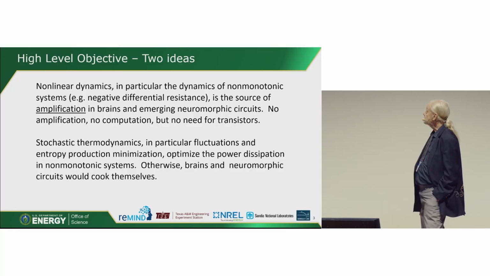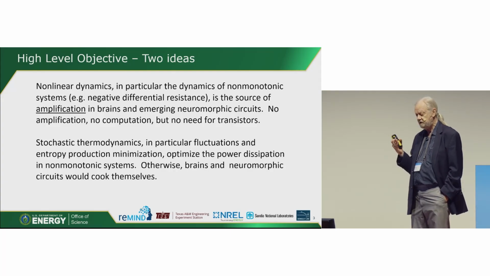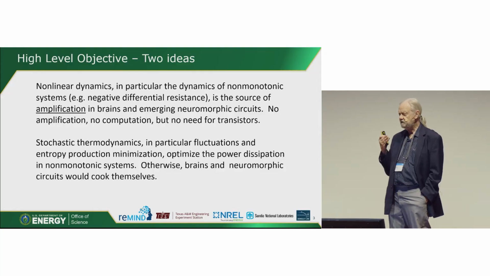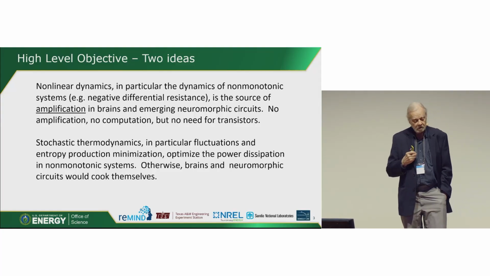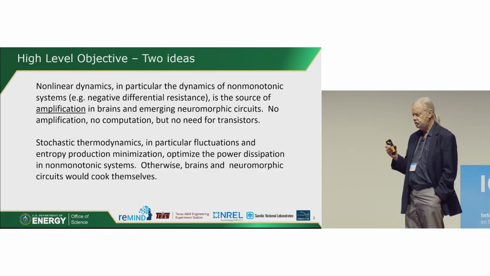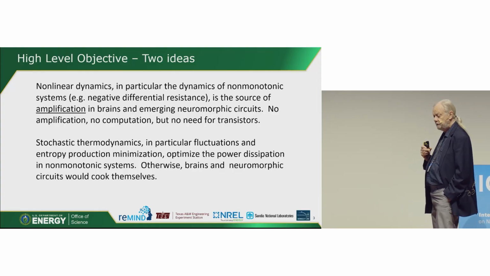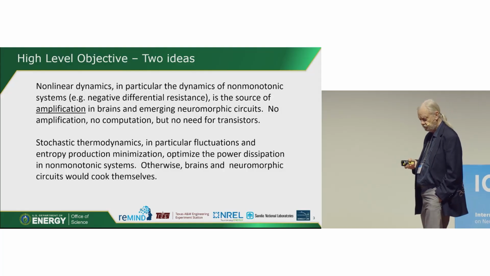So here's the deal. Rainer wanted me to have a high-level objective. So I want to try to get across just two ideas, and only two. If I succeed in doing that, I think I will have done what I really wanted to do. It turns out that there's this area called nonlinear dynamics. This is the area that Leon Chua really has developed over the past 50 years. In particular, I'll call it the dynamics of non-monotonic systems. In other words, systems where you have an excitation and the response has a peak and then starts decreasing after some time. An example of this is negative differential resistance, but it's not the only one.